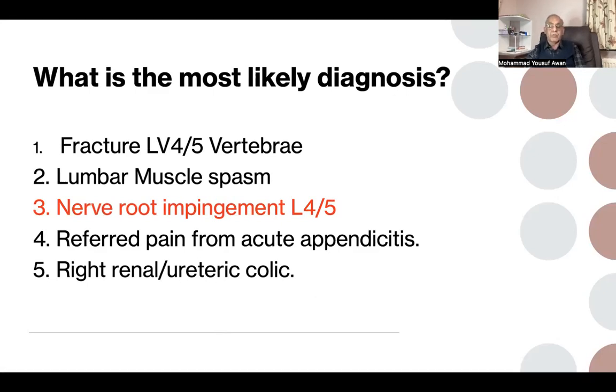So this particular part, the involvement of L4 and 5, and then there's some numbness in the lateral part of the foot and the big toe, and the pain that is restricted, the straight leg raising sign, are the classical features of nerve root impingement in the L4-5 area.